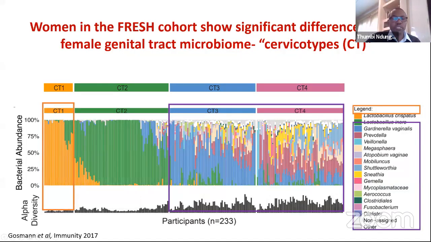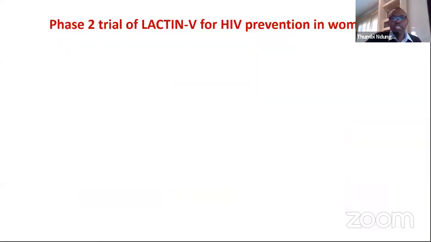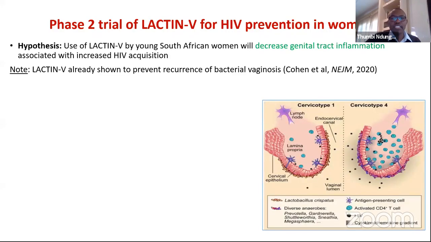Based on this study, we are now beginning to investigate whether we can actually alter the vaginal microbiome of women by administering a probiotic formulation known as Lactin V. The hypothesis that we're going to be testing in the upcoming study is whether the use of Lactin V by young South African women will decrease genital tract inflammation that is associated with increased HIV acquisition.